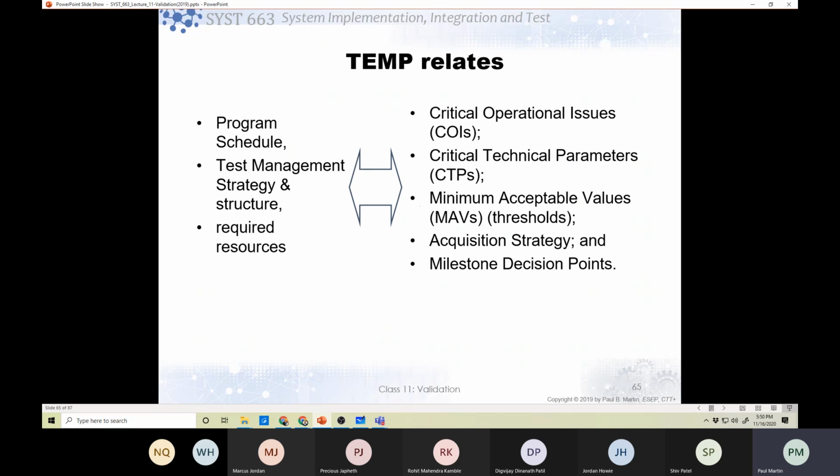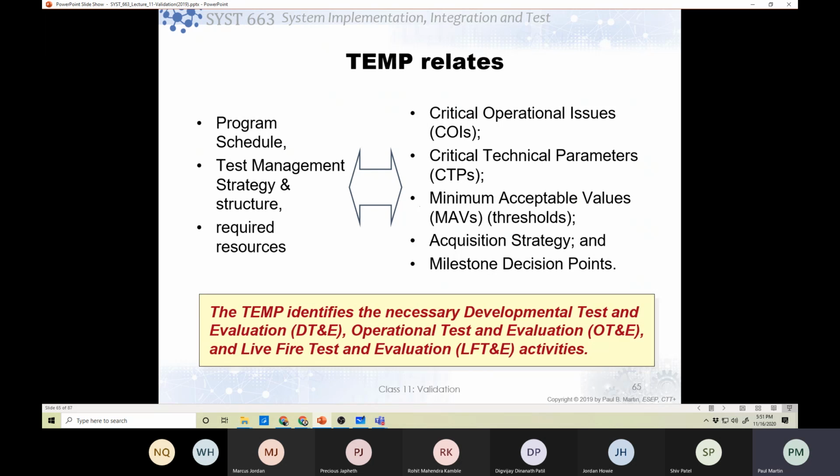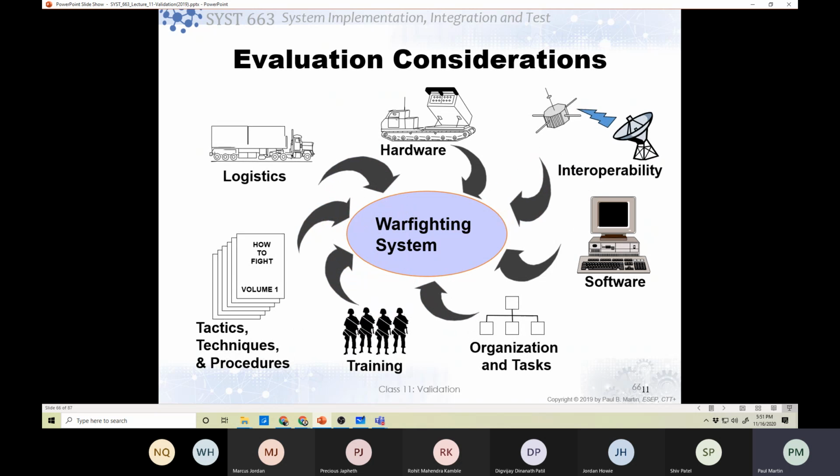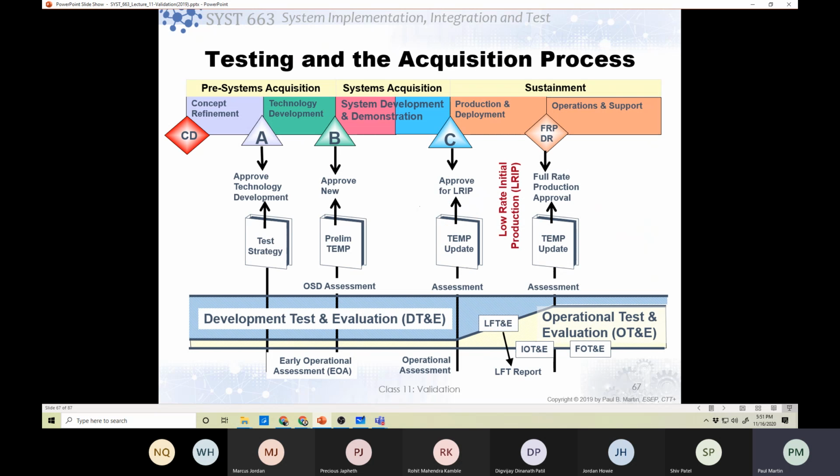Your TEMP kind of relates your schedule, your test management strategy, and your resources against your actual critical operating issues, your technical parameters, and other values and strategies necessary to make the TEMP useful. All right, so you have your evaluation of the actual system in itself, but its interoperability, logistics, training, and the way it interacts with the organization all have to be taken into account as you're working this.